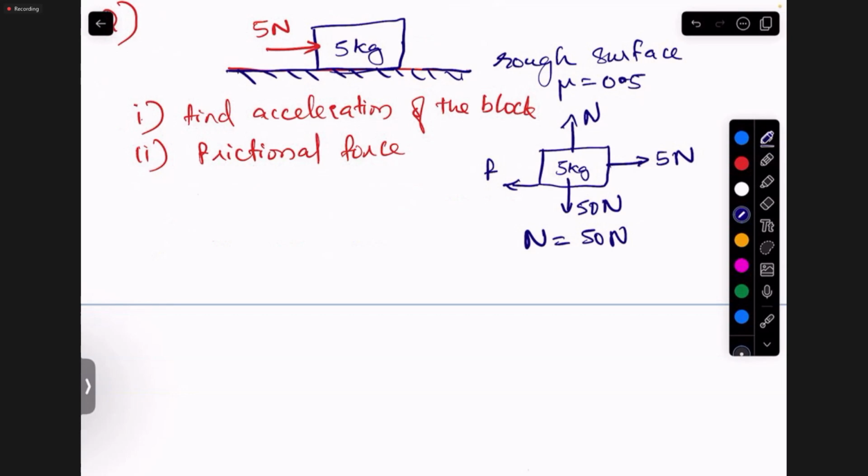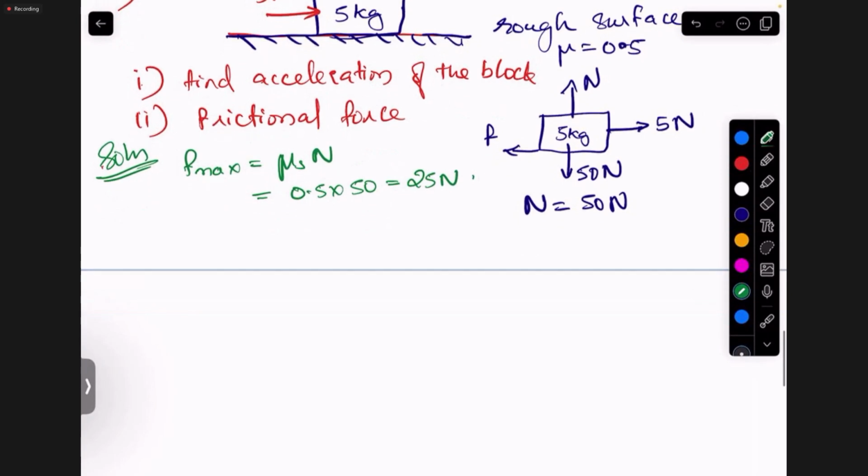So this F we want to find first. How much is the limiting friction that we need to find? The limiting friction is F max equal to mu s N. So what is mu s? Only one value of mu is given, so we'll be taking that value. That is 0.5 times 50 equal to 25. So 25 Newton is here.